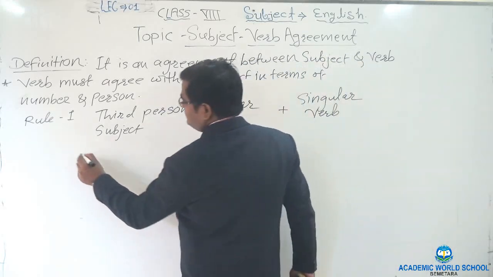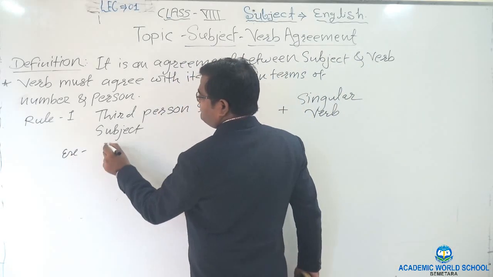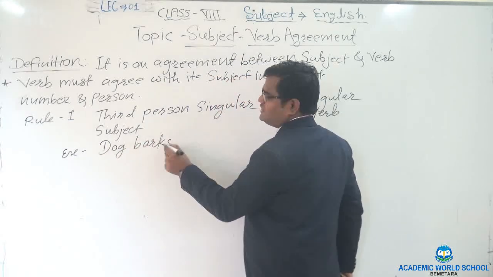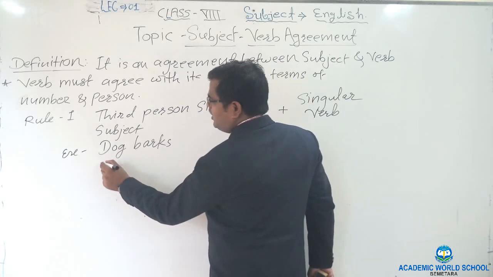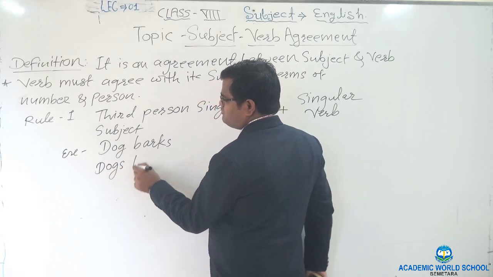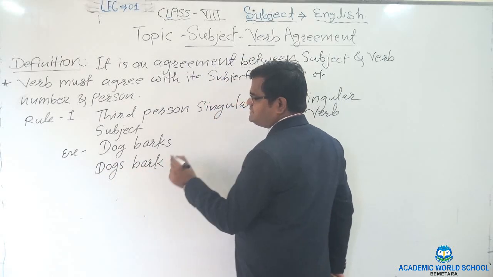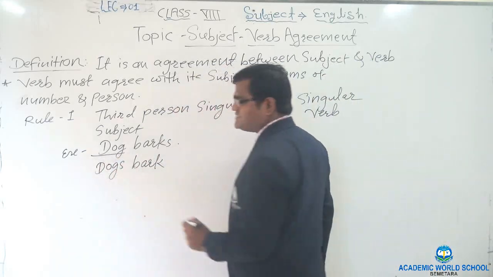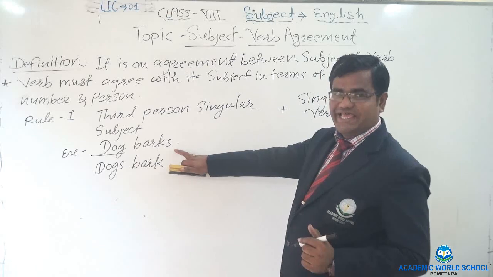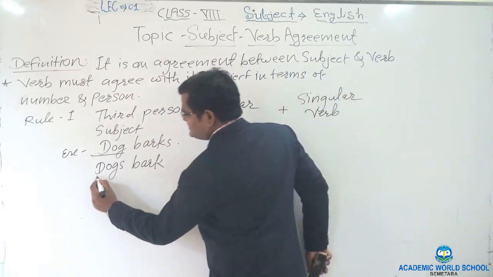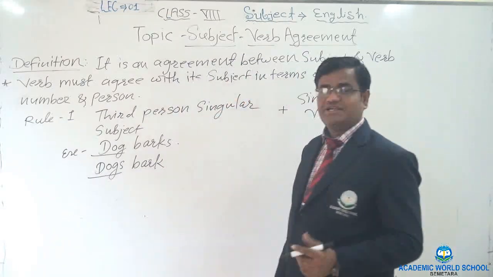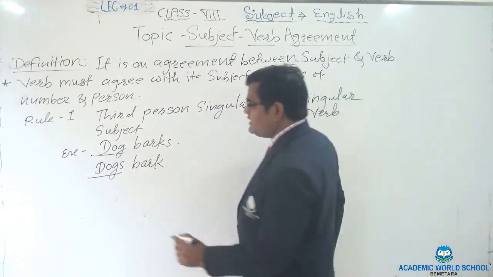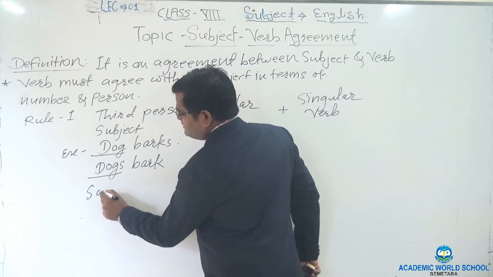Let's see two examples. Example number one: dog barks, or we can say dogs bark. Are both these sentences correct? In the first sentence, dog is singular, so the verb has taken S or ES. In the second sentence, dogs is a plural subject, therefore the verb did not take S or ES.